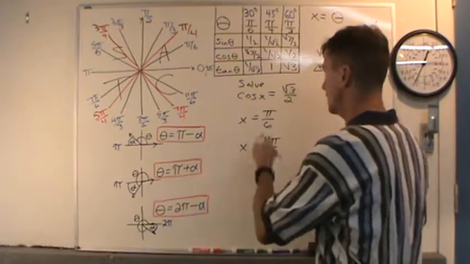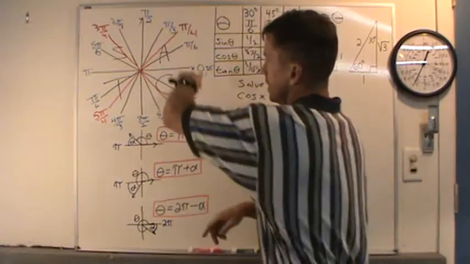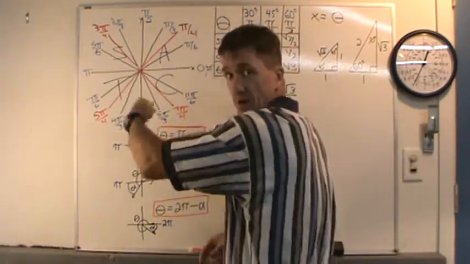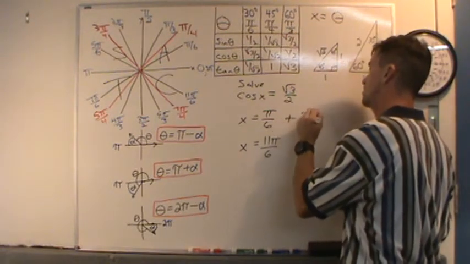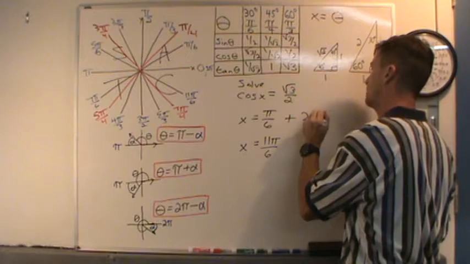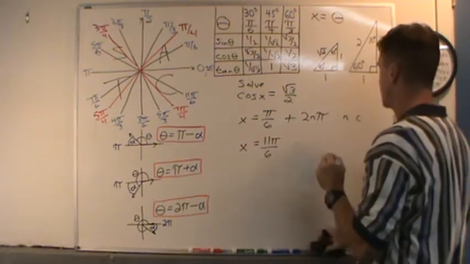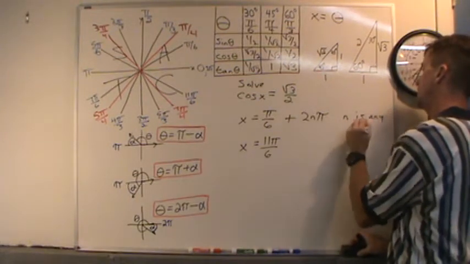Alright, now we're going to do one more thing. This is it. But one more thing. We need to find all solutions. Can't we find coterminal angles with these and just rotate them forever and ever and ever? Absolutely. So I'm going to write this as pi over 6 plus 2 times n pi, where n can be any integer. I'll write that down. n is any integer.